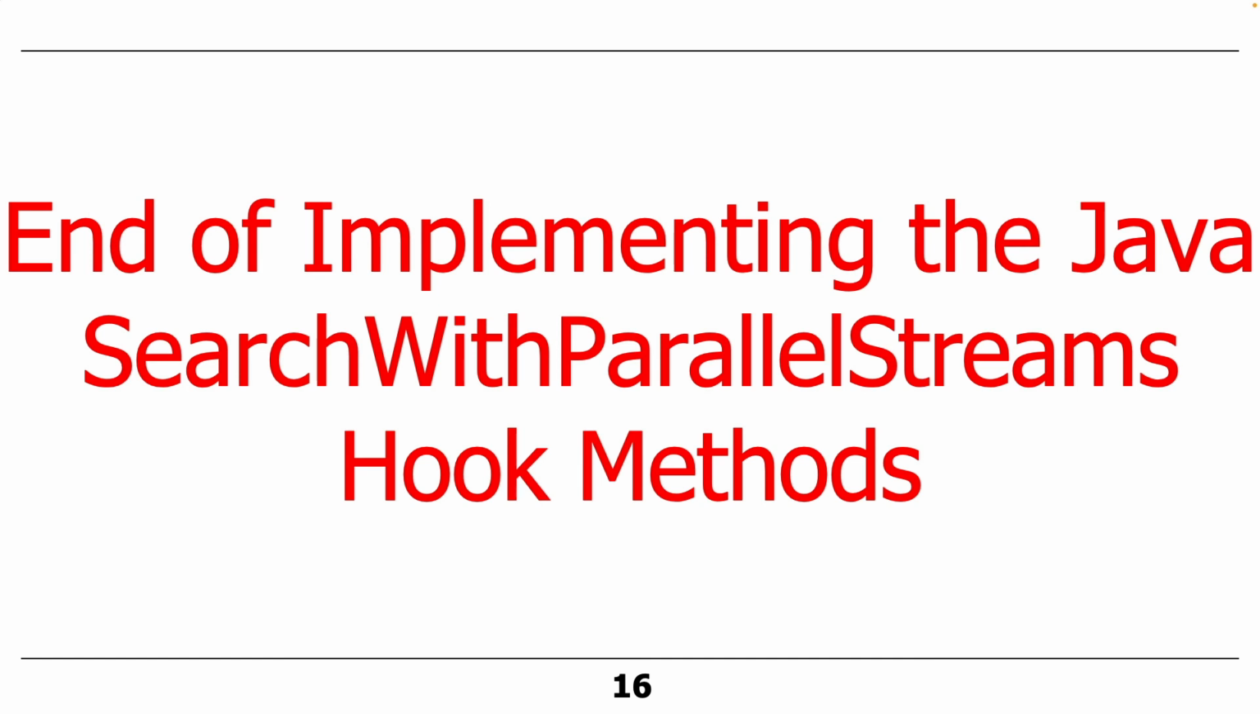So that's a quick overview of how we can implement the search with parallel streams hook methods using parallel streams features. And now you definitely have enough information to do your assignment because your assignment's going to look very much like this.